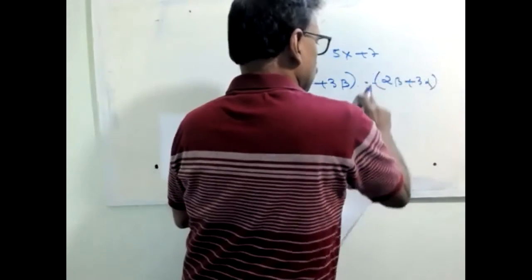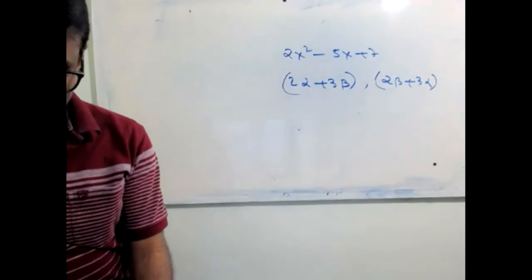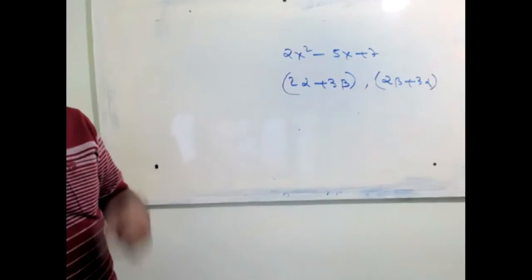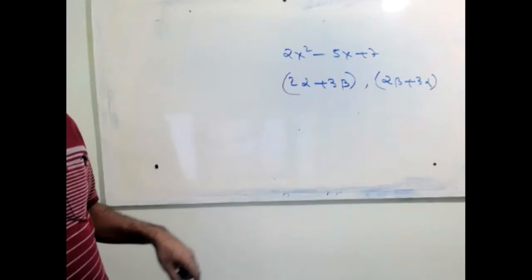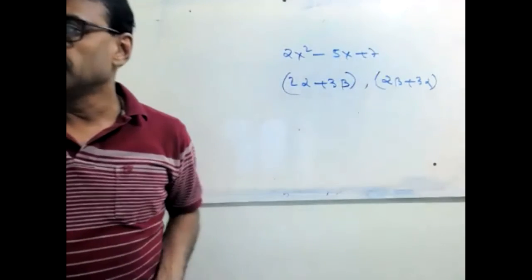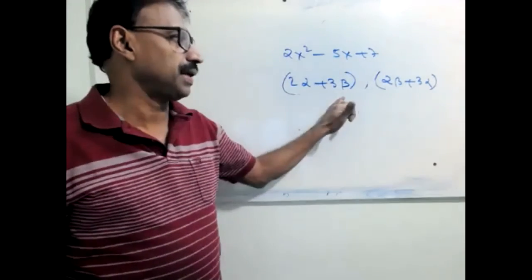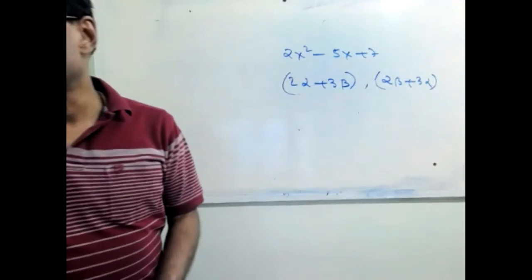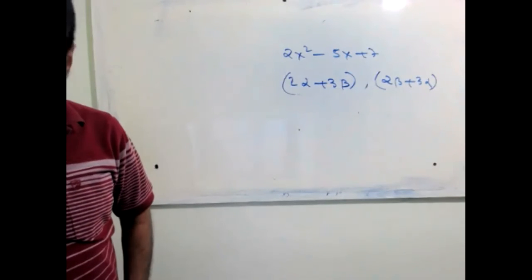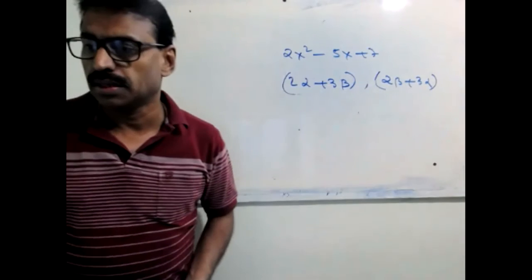Okay, once again, alpha beta are the zeros of a quadratic polynomial 2x square minus 5x plus 7. Then form a quadratic polynomial whose zeros are 2 alpha plus 3 beta and 2 beta plus 3 alpha. Today, first question we did like this. Your assignment, question number 14 I did. Okay, Ramsha, you asked me like this one question. Okay, follow that method.